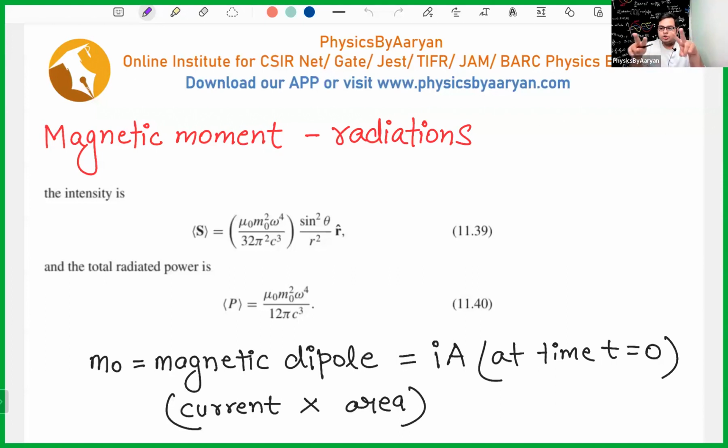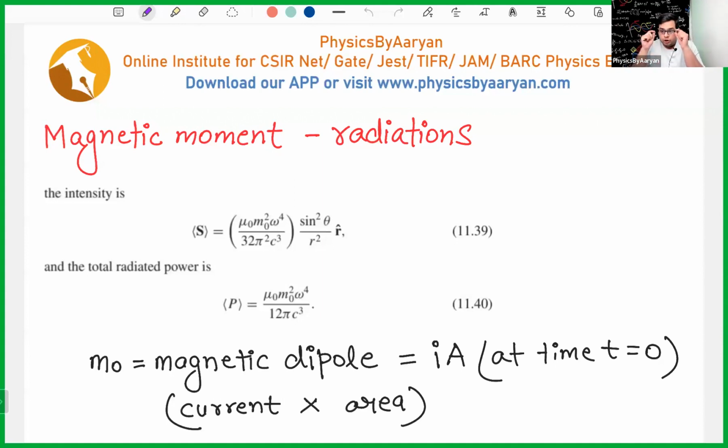Today we are going to discuss 2 more problems. One of them is known as the magnetic moment radiations, and the other is the moving charge. We just need the formula out of it. These formulas are taken from the Griffiths book without the derivation. The derivation is pretty long, and it does not give us any advantage. If you want to go through the derivation, you can go to the Griffiths book.